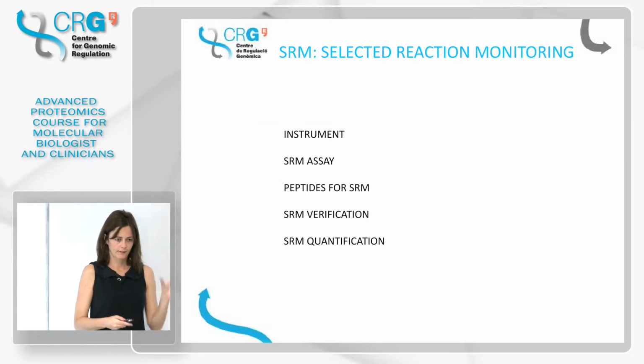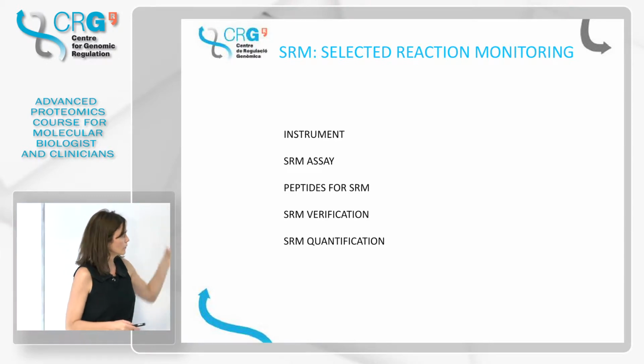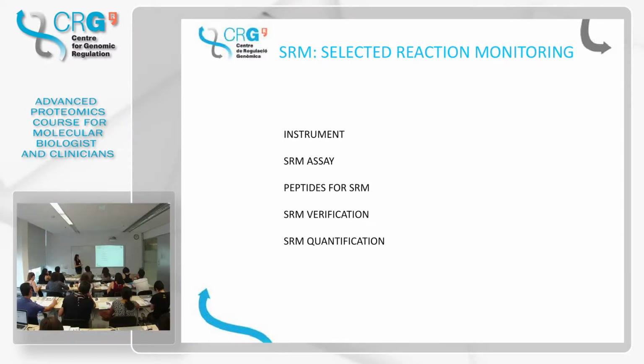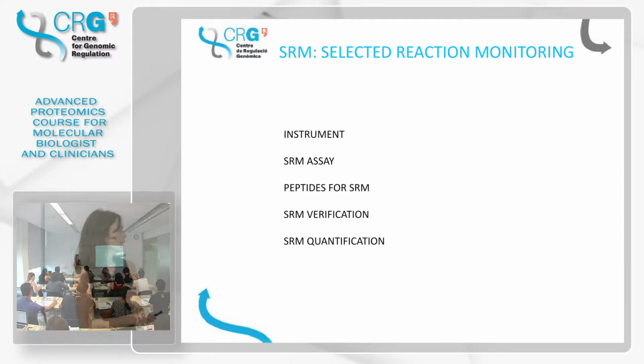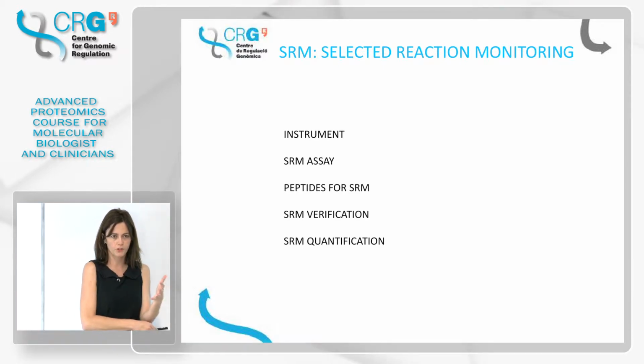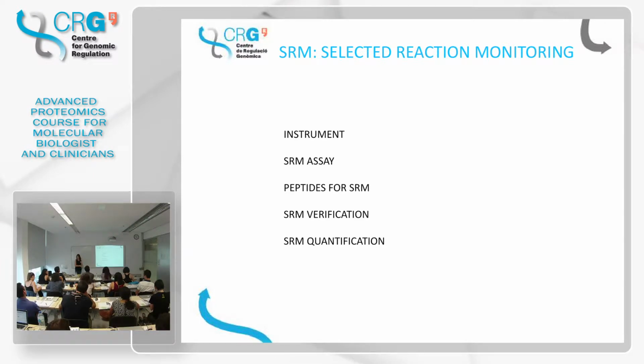Okay, so the workflow of this talk: first I'm going to tell you about the type of instrument that is necessary to do SRM. Then we're going to learn what is an SRM assay. We're going to see which peptides we want to use to monitor our proteins by SRM. And we're going to see about SRM verification, meaning, am I sure that I am measuring what I want to measure? And about SRM quantification. Am I quantifying correctly?